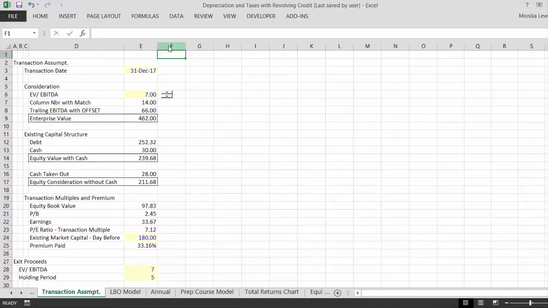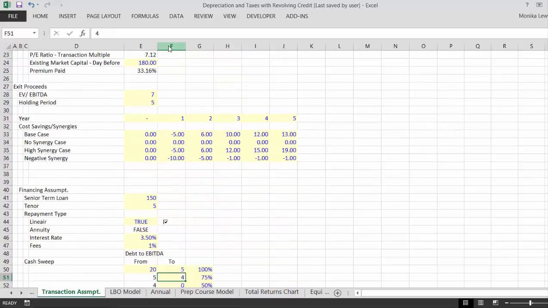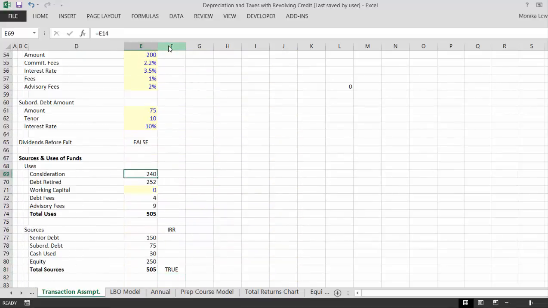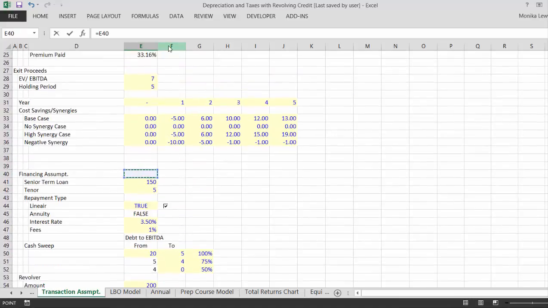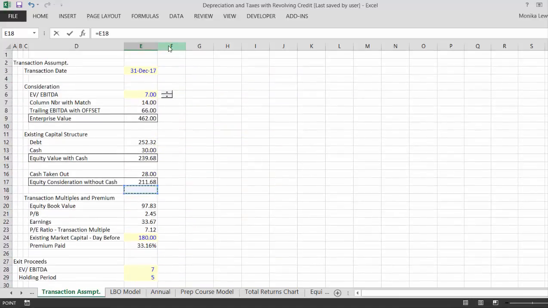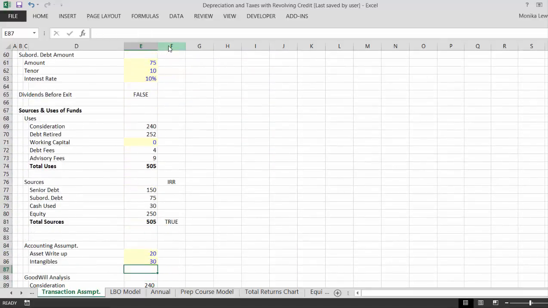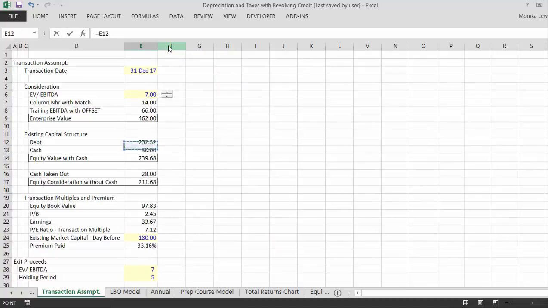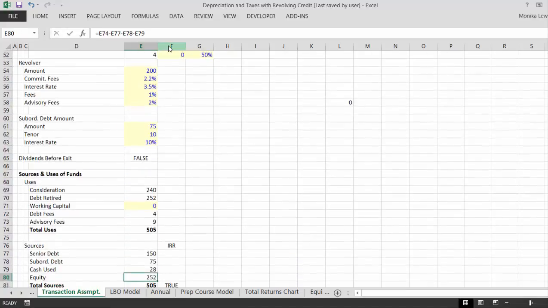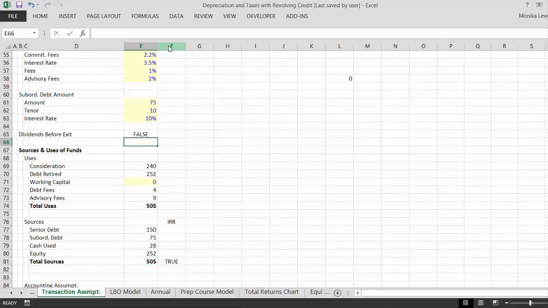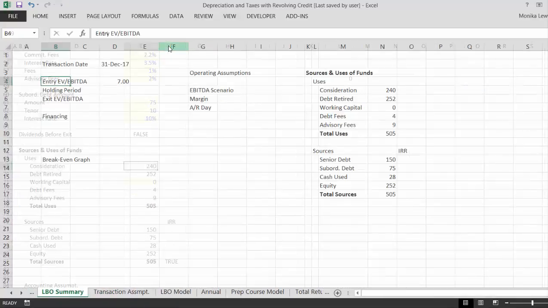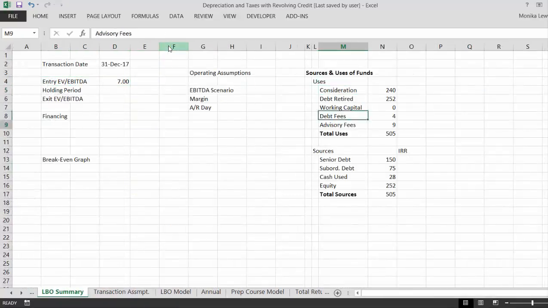Now, when we do a consideration, this consideration should be the consideration. We put the condition with the cash, and then we used 28 million of the cash. Okay, and on this uses and sources, I also think we should put here.